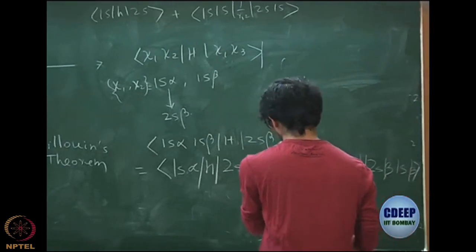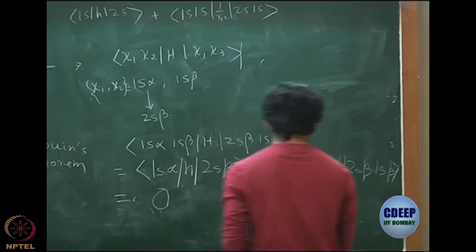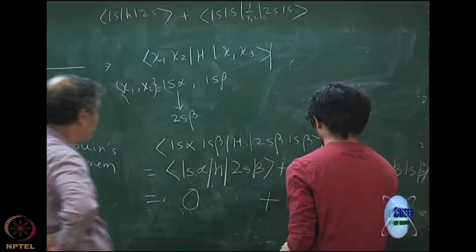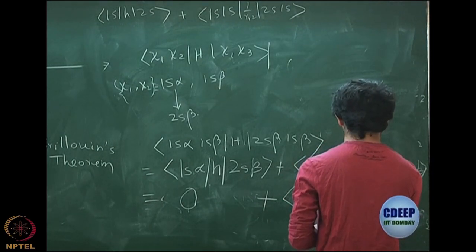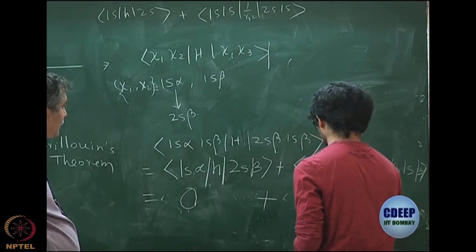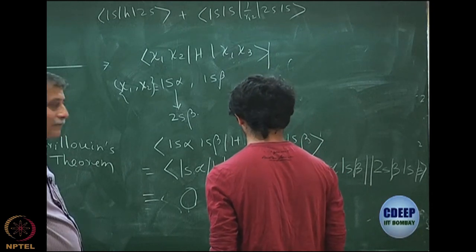Good. Agreed? All agreed? What is 0 now? One minute. Why is that 0? Oh, that is alpha and beta. Okay, good. Very good. Everything is 0? Fantastic. No exchange also. Good.